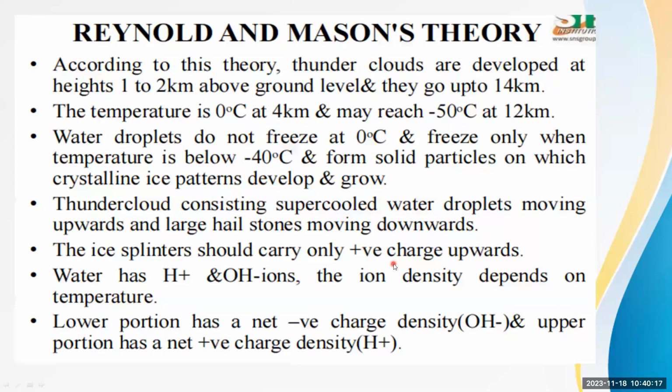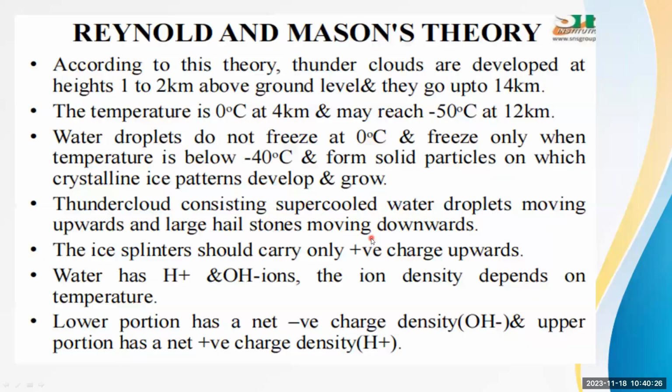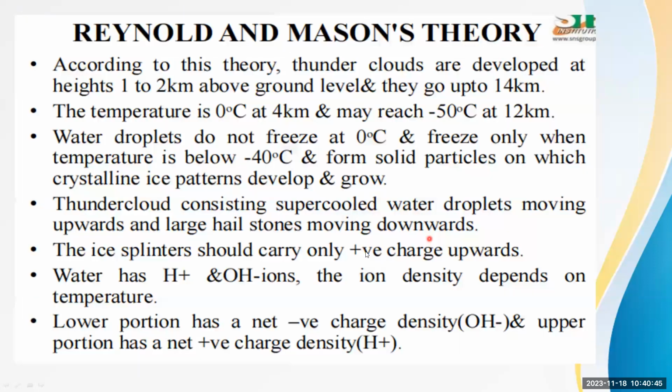Water has H plus and OH minus ions, and the density depends upon the temperature. Here the temperature is very low, that is why H plus ions are present here and OH minus ions are present here, according to this theory. The lower part has negative charge density, OH minus, and the upper part has net positive charge density. Because of this, positive and negative charges have different temperatures, and the ice crystals are present. This is about Reynolds and Mawson's theory of charge formation in clouds.